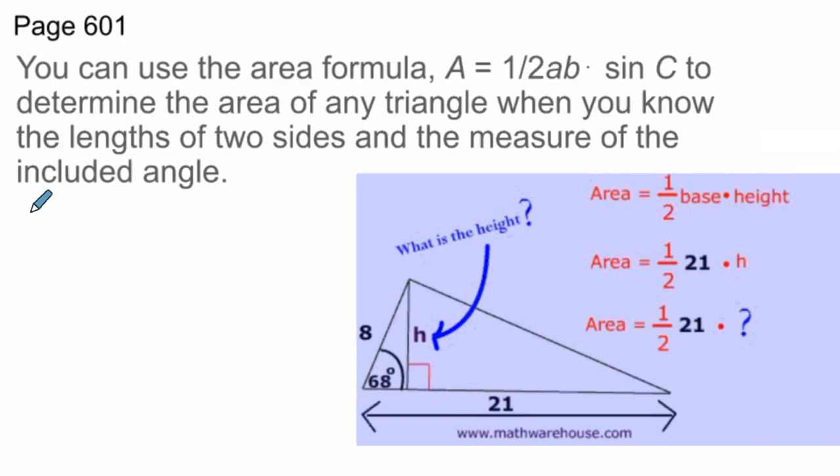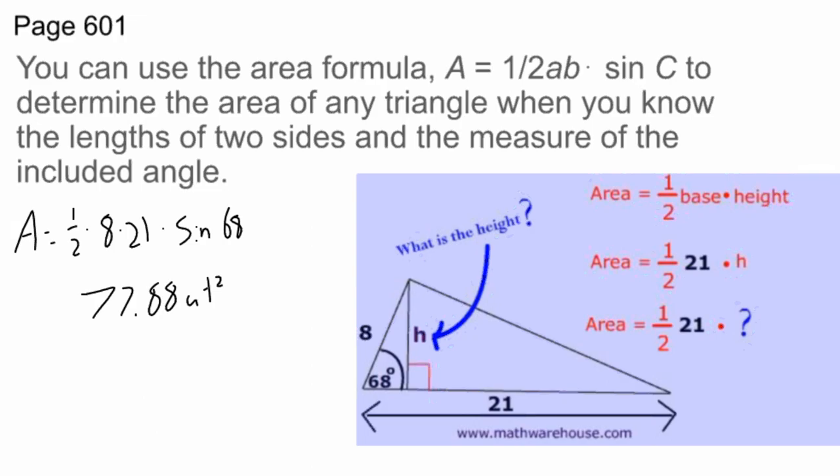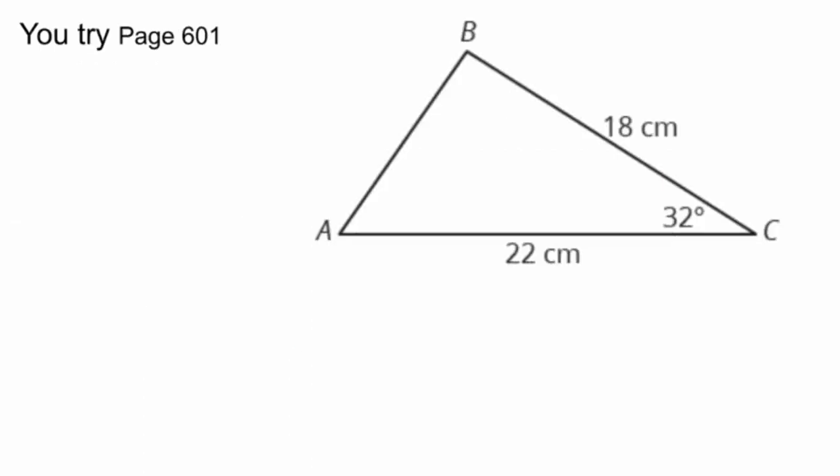So I have area equals 1/2 times 8 times 21, those are the two sides of the included angle, times the sine of 68. Just put that in the calculator and we'll get the answer. When we do that, we get 77.88 units squared as the area. So here's one. You guys try it, and I'll see you when you're done.